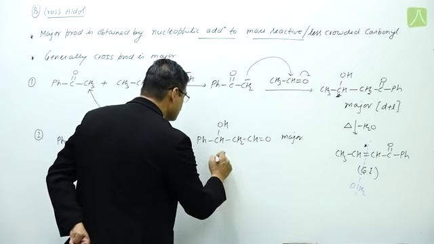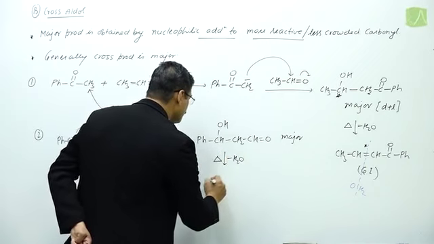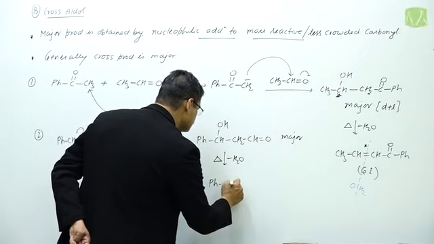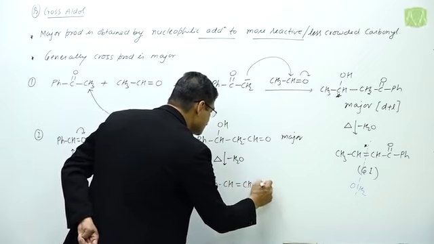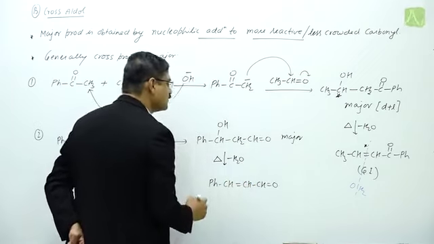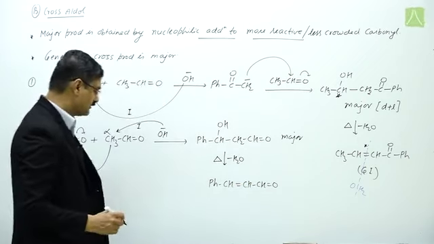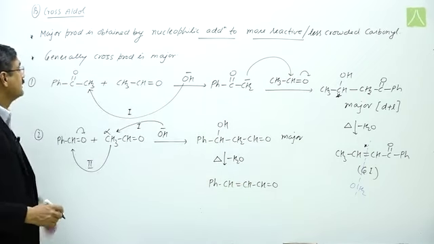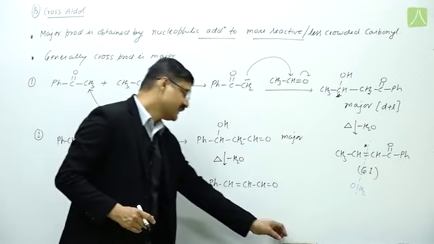Now after heating, water eliminates. Again there is a geometrical center, so two isomers are possible in this case. So this is known as cross aldol reaction.